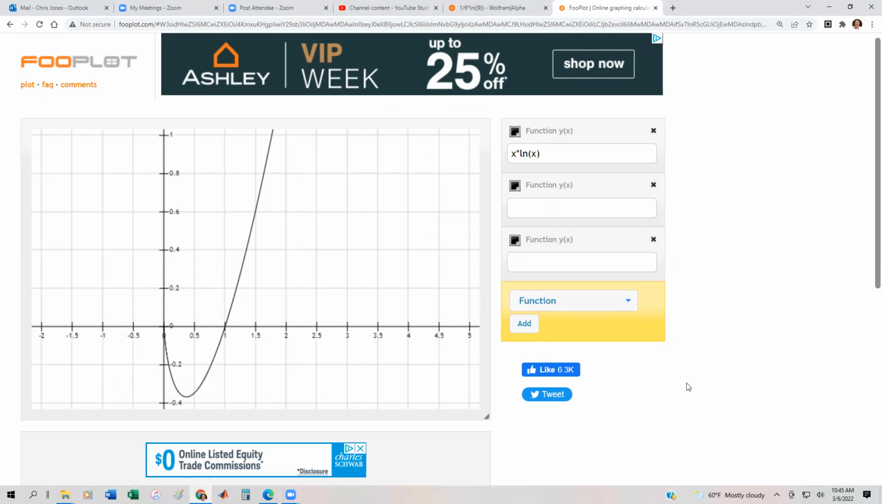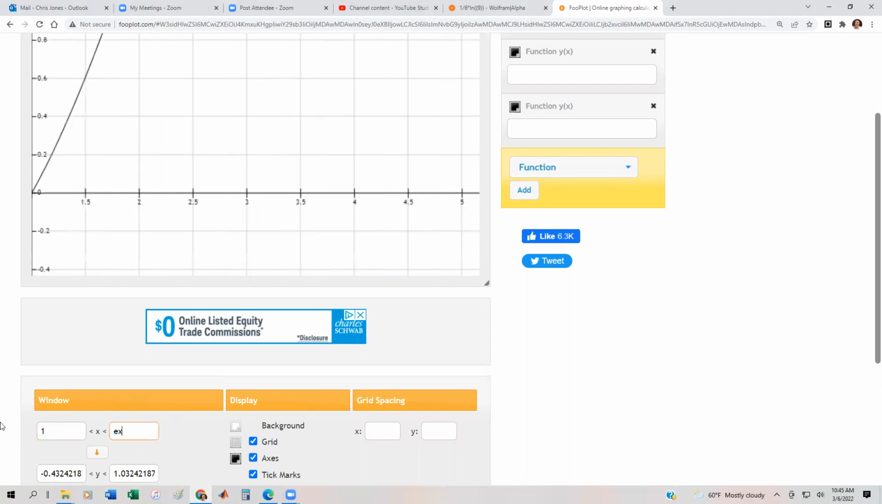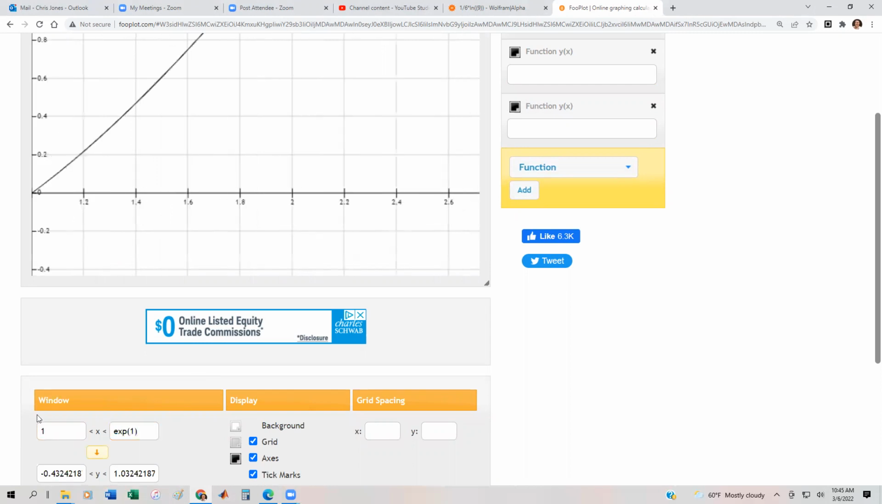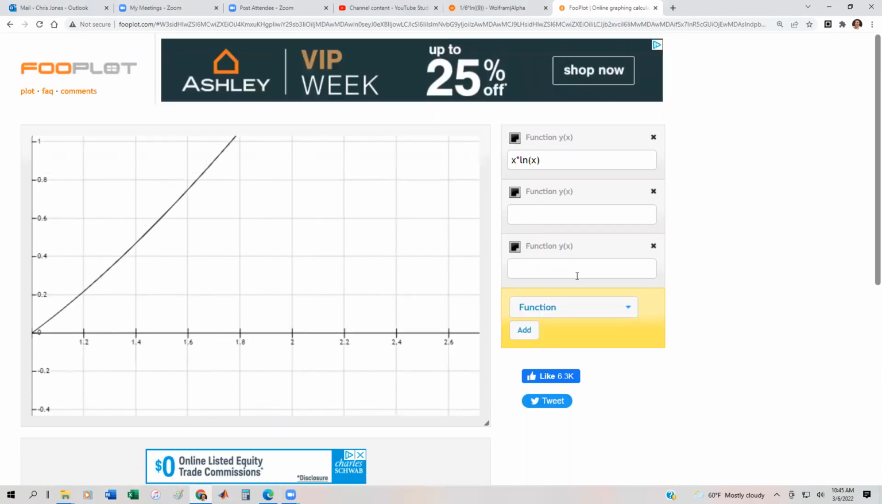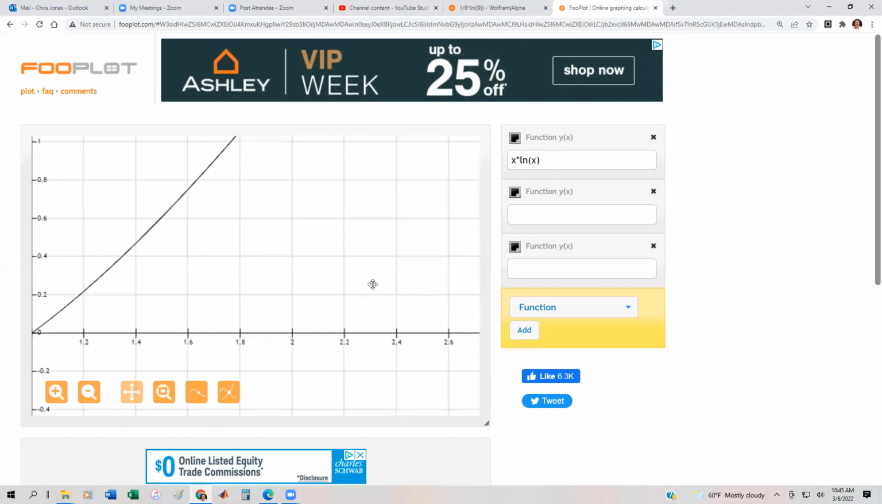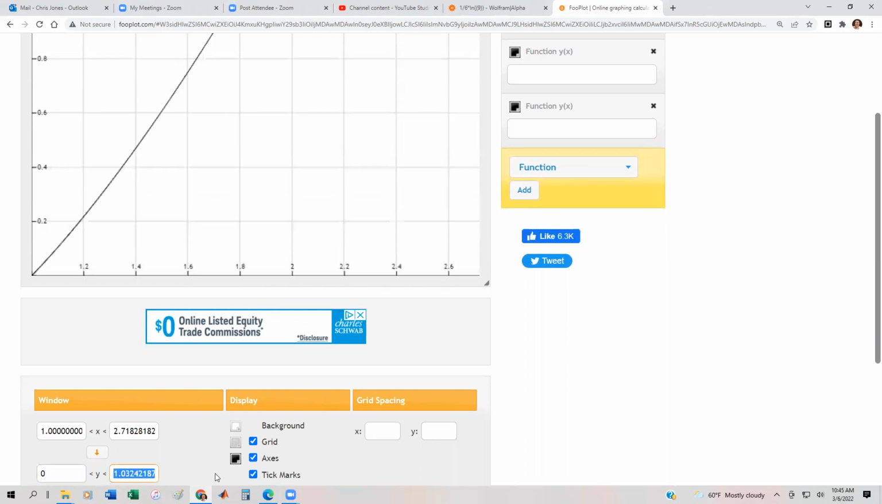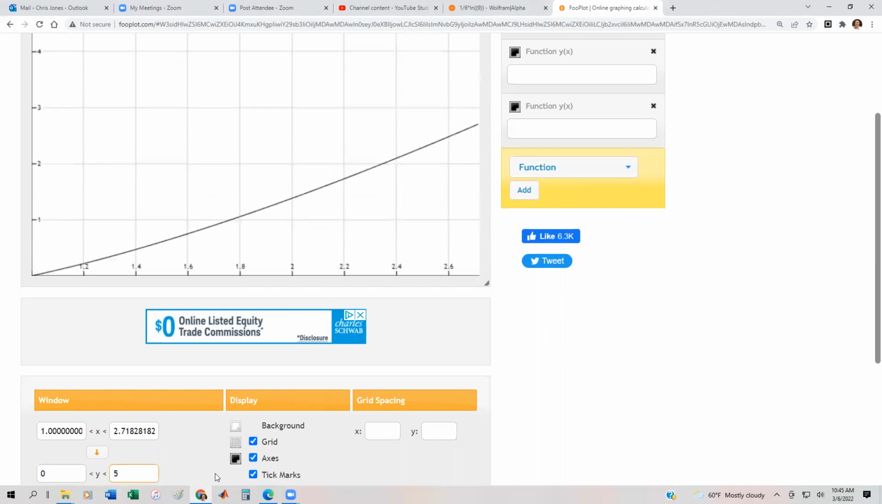So x is 1, and this is exp of 1. And then we can resize the y. That didn't really help too much, but we'll scale out just a little bit. That kind of botched that, but that's okay. Actually, that doesn't look too bad. So we don't need any negative values. So let's go from 0 to, let's say, 5 and see what we get out of that. Okay, so that's not too bad, right?